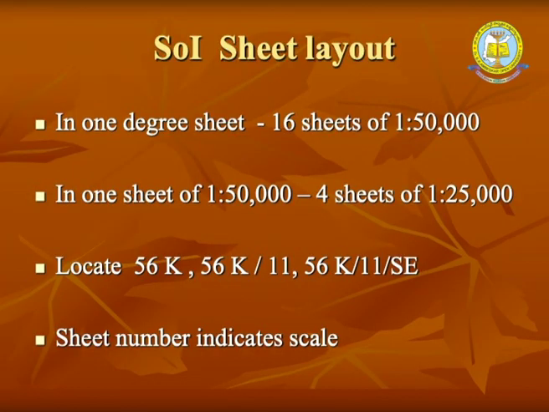Now, when you look at the map numbers, like we initially mentioned some numbers, 56K, K11, K11 Southeast. When you say 56K, it means it's a map of 1:250,000 scale. When you say K11, it is 50,000, and when we say K11 Southeast, it is 25,000. So, remember, by seeing the number of the map, you can make out what scale the map is. The sheet number indicates the scale.